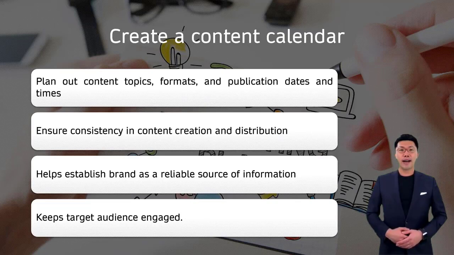Once you've chosen your content topics and format, you'll need to create a content calendar. This will help you to plan out when you will publish your content and ensure that you are consistently creating and distributing new content. Your content calendar should include the topics and formats of your content, as well as the dates and times that you will publish them. It's important to be consistent with your content creation and distribution, as this will help to establish your brand as a reliable source of information and keep your target audience engaged.